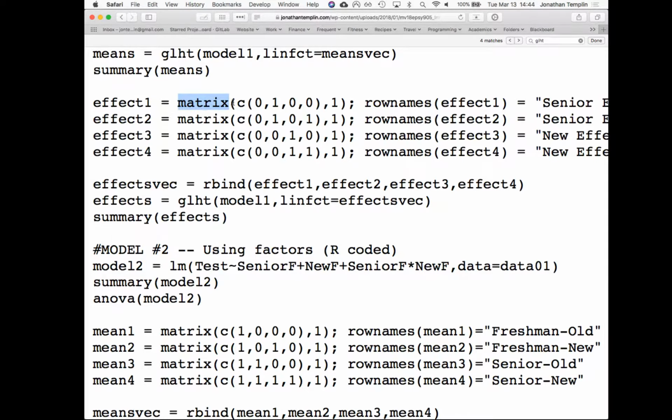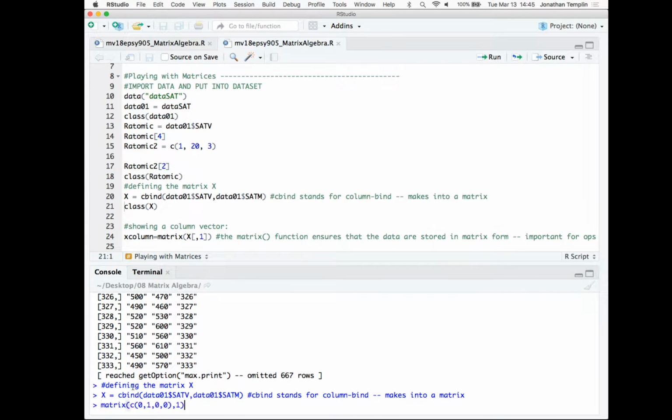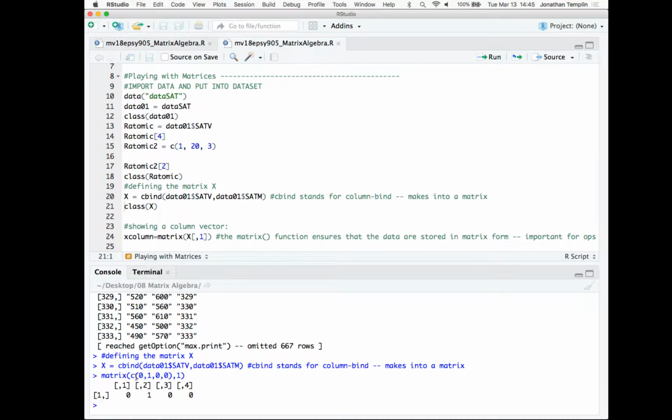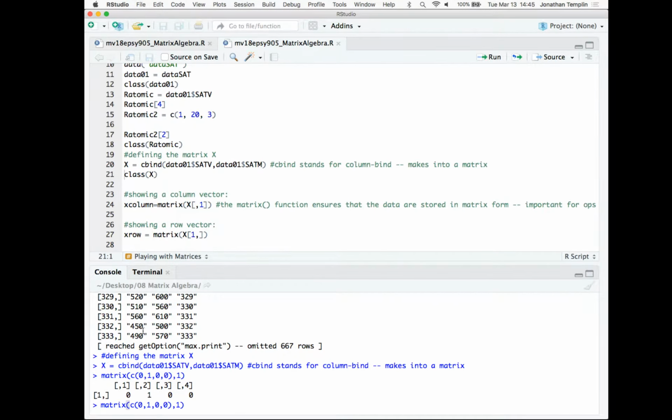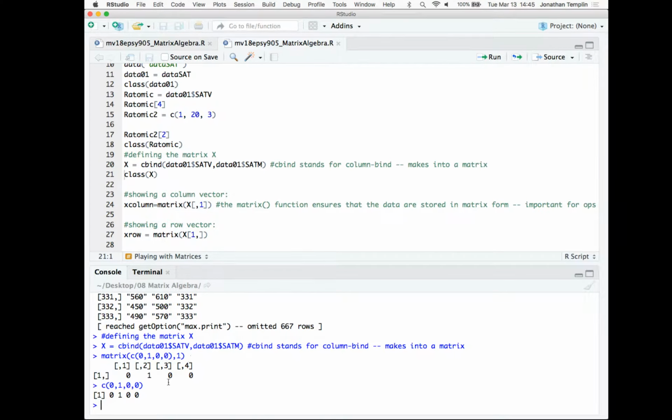It said matrix, and then it had the C function in it and a 1. What that's doing, if I unpack this for you in R, it creates a row vector. It has 1 row and 4 columns to it. But what it creates it from is this concatenate feature, right? So if I just use the C function, R is storing this as what it calls an atomic vector. You can't do matrix algebra on it.